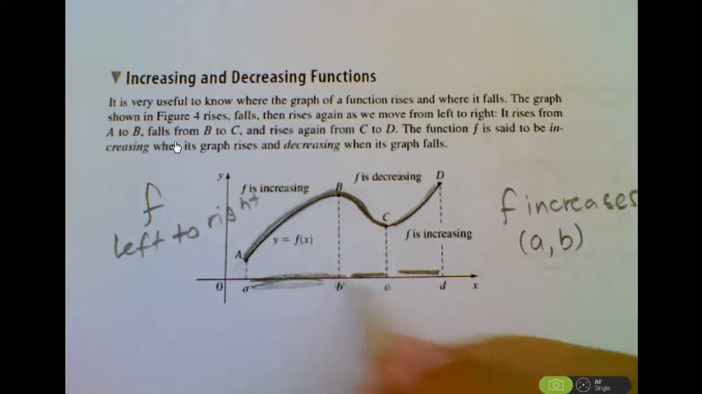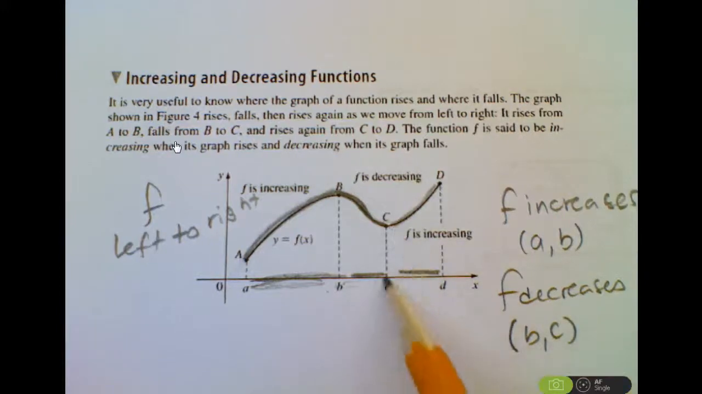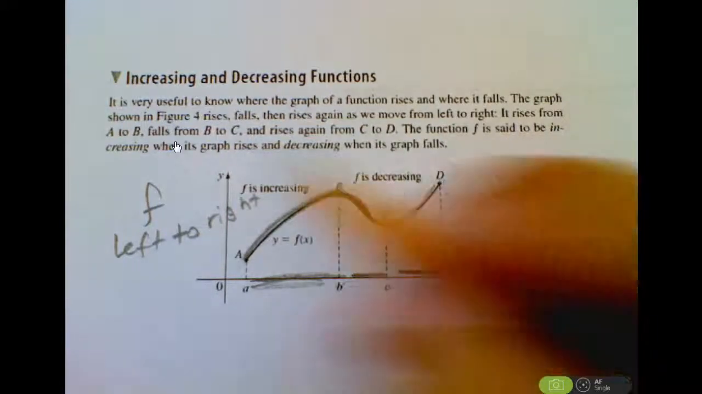What happens between B and C? f is decreasing, f decreases, and that will be between B and C. And then between C and D, my function is increasing again, so I will add that interval to my part where I'm saying that f increases. So this is the way to describe this graph.